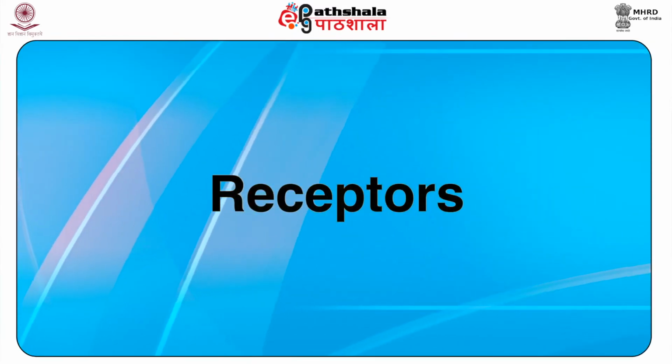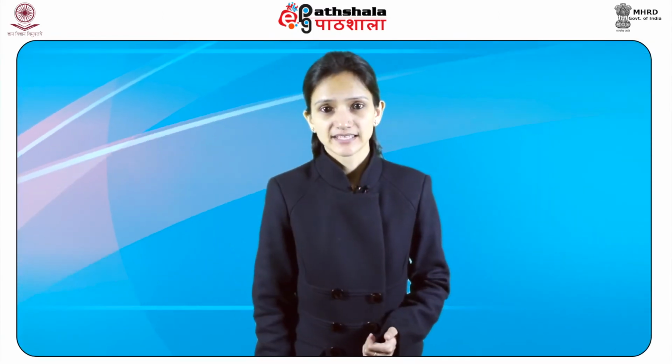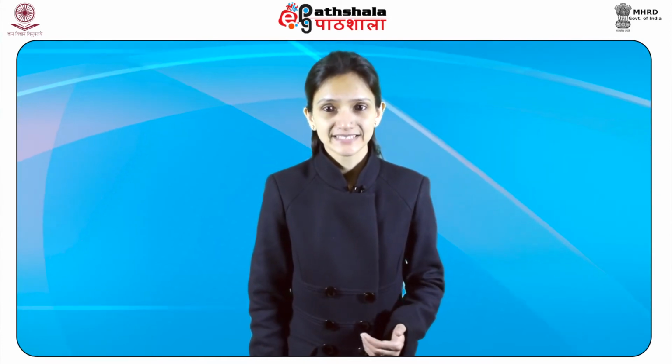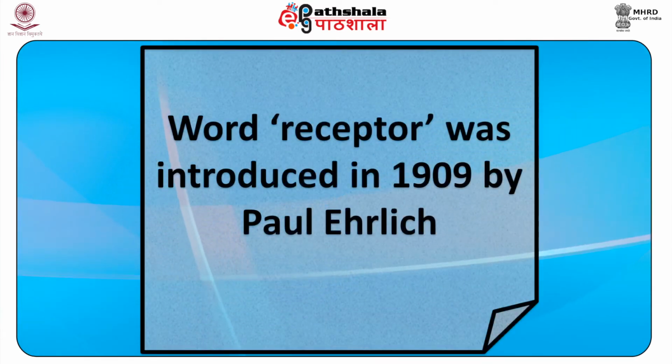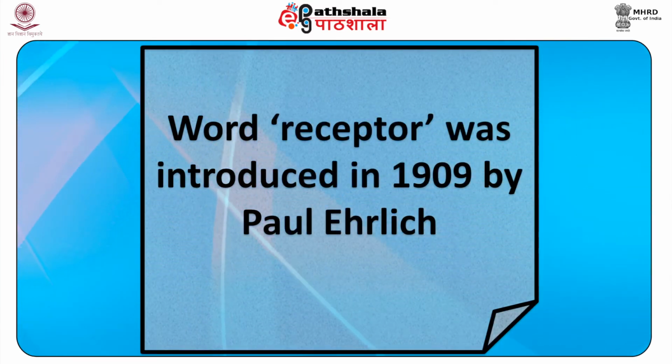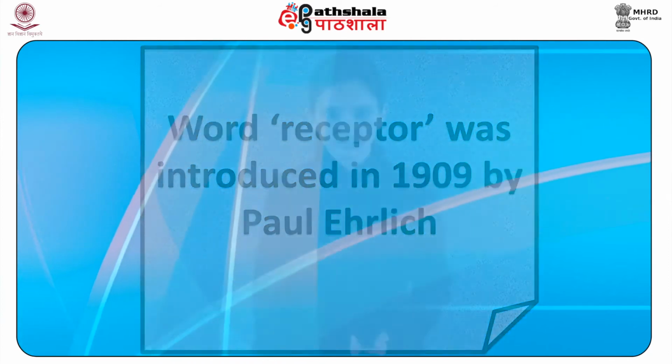Fourth are the receptors. A receptor is described as a macromolecule or binding site situated on the cell surface or within the effector cell that acts to recognize the signal molecule or drug and initiates the response to it, but itself has no further function. Example: G protein coupled receptor. The word receptor was introduced in 1909 by Paul Ehrlich.